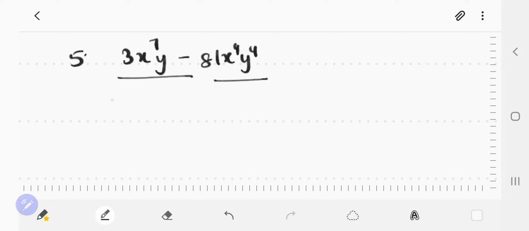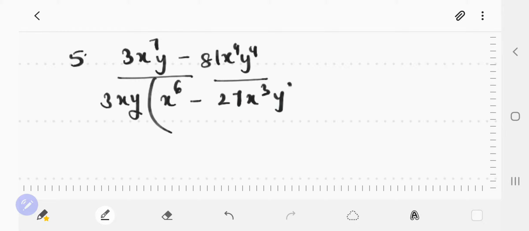Number 5, it is 3x^7y minus 81x^4y^4. My dear kids, if you can see here, I can take in common 3xy and inside the bracket I can keep x^6 minus 27x cube y cube. You have to be very careful when you are taking the least common factor outside so that the inside variables are correct. You got this and this.